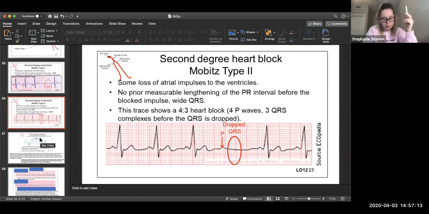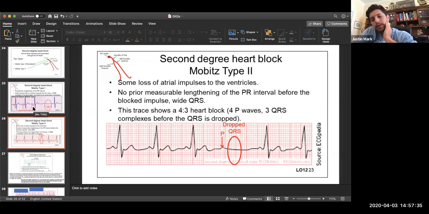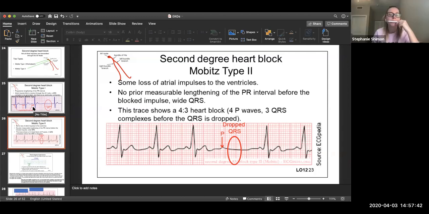Justin, I have a question. If we're given an EKG, the characteristic for a second degree heart block would be just a dropped QRS, right? And then there would be the two types. If we see the PR interval lengthening, then it's Mobitz type 1, right? That's basically the only thing we need to know. I don't think we're going to be tested on the mechanism of it. We just have to be able to identify if it's a Mobitz type 1 or Mobitz type 2.